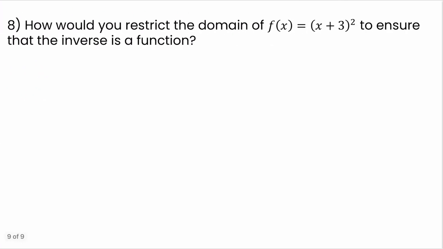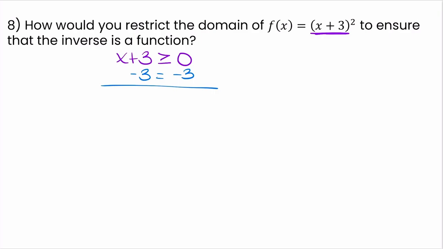So now this question asks, how would you restrict the domain of f of x equals (x plus 3) squared to ensure that the inverse is a function? Remember, the way we do this is we look at whatever's being squared. Okay, so in this case, that's x plus 3. We set it greater than or equal to 0, and then we solve for x. So to solve this inequality for x, I'm just going to subtract 3 from both sides. And when I do that, I get x is greater than or equal to -3. Okay, so that's how you would restrict the domain to ensure that the inverse is a function. So that's all the questions in our review.